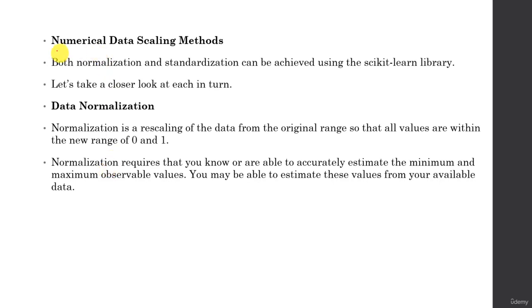Let us further elaborate the concept of numerical data scaling method or feature transformation. Both normalization and standardization, although we haven't discussed standardization yet, we will discuss it in the next video, can be achieved using the scikit-learn library. Now let us take a closer look at each of these one by one.